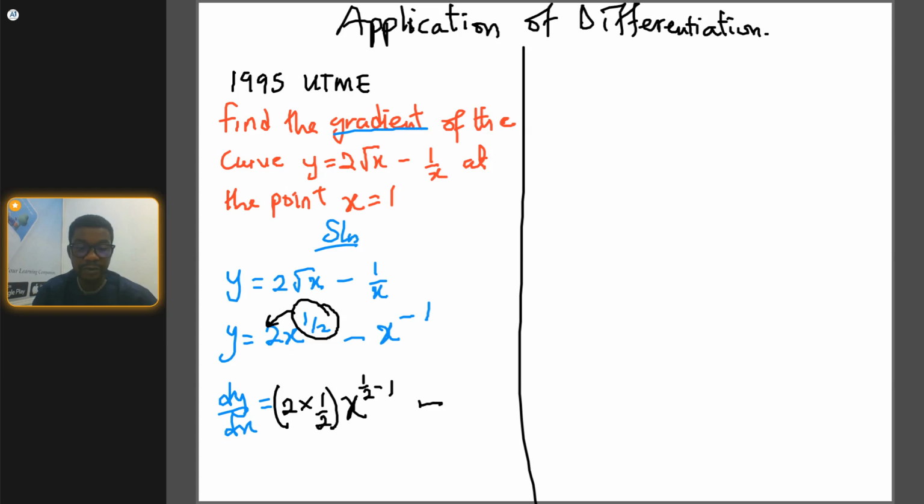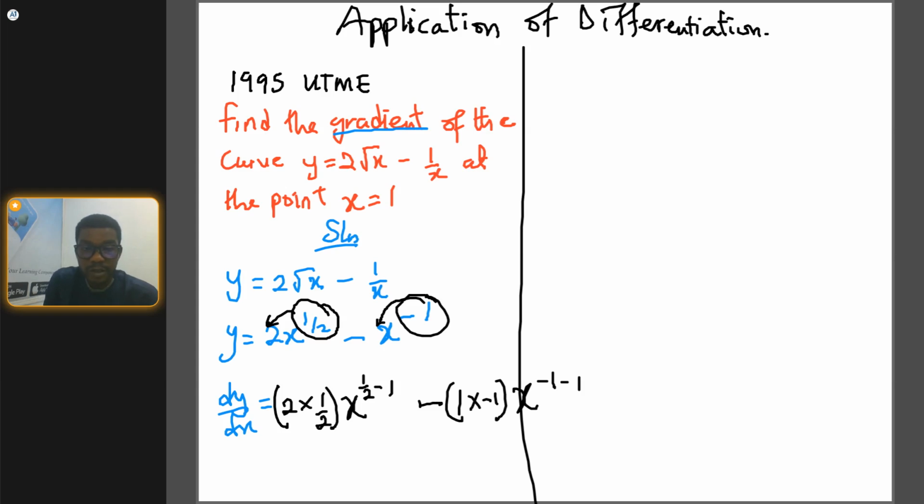Then next we have minus 1 multiply what we have beside x. And of course, beside x, we have an invisible 1. So we have 1 times minus 1. Close the bracket. X raised to power minus 1. Then the natural minus 1 of differentiation, which is minus 1.